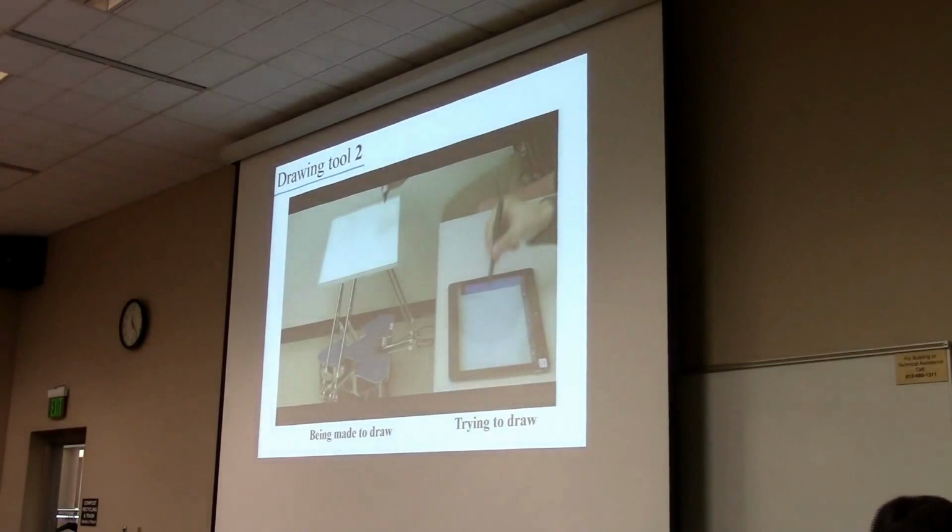So this is a video clip showing this system in operation. He was trying to draw a picture, and he was made to draw a picture by the movement of the robot.